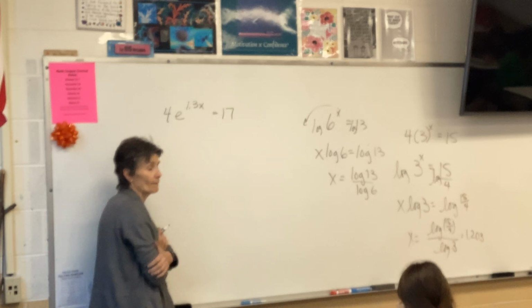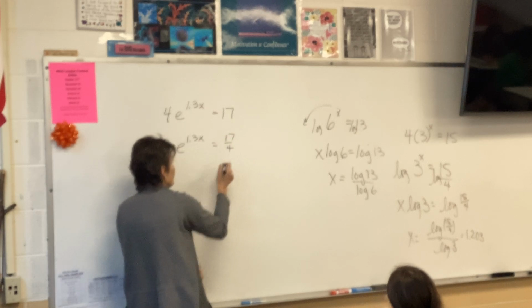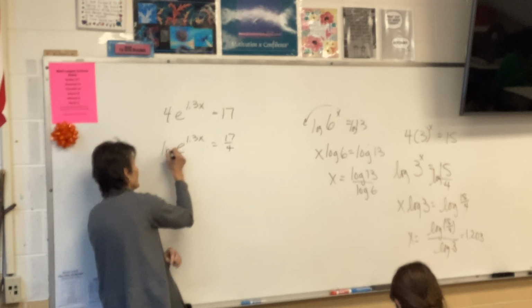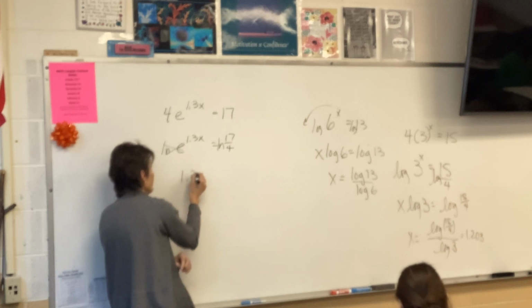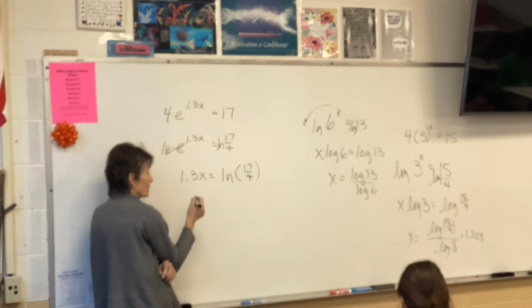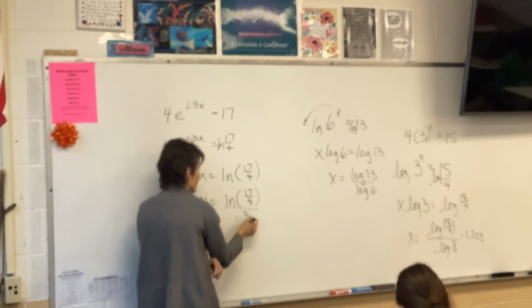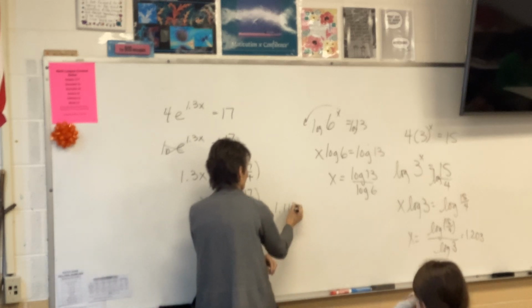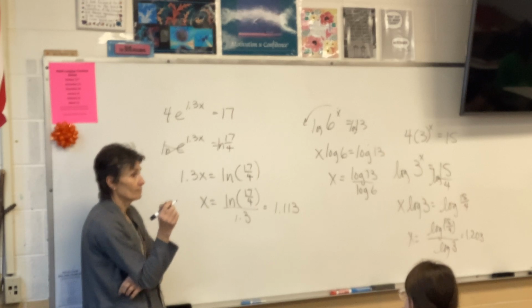What's the first thing I do here? Divide by 4. So e to the 1.3x equals 17 fourths. Now what? ln. Now I'll ln, because that will cancel those. And I have 1.3x equal to ln 17 fourths. So x equals ln 17 fourths divided by 1.3. 1.113. Yep. Good.